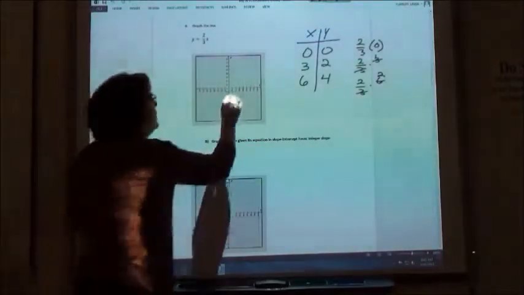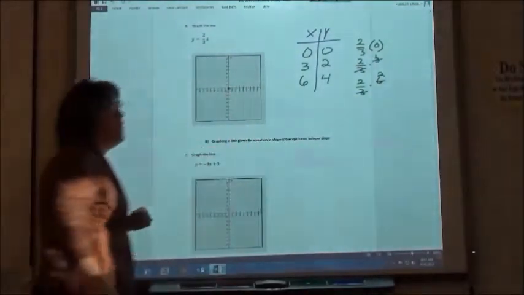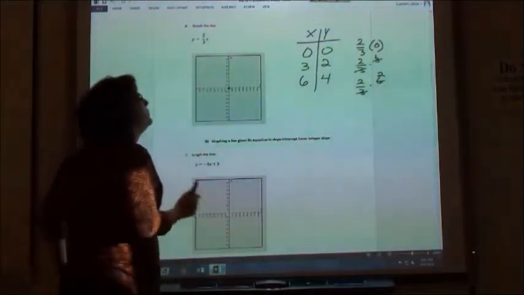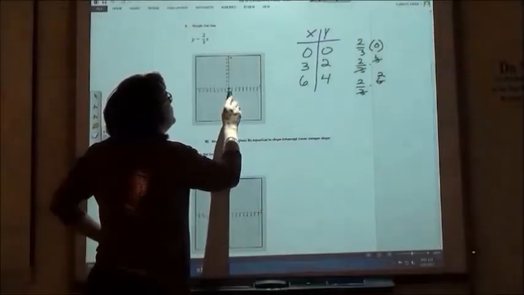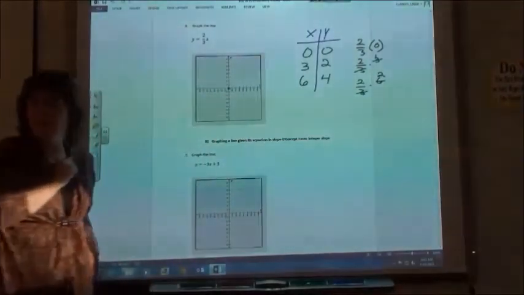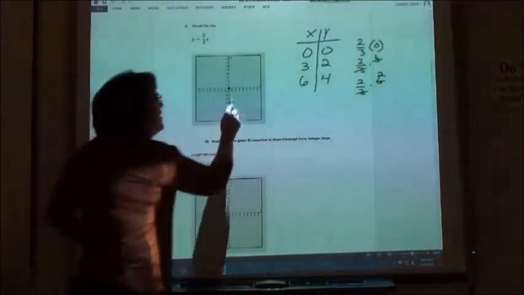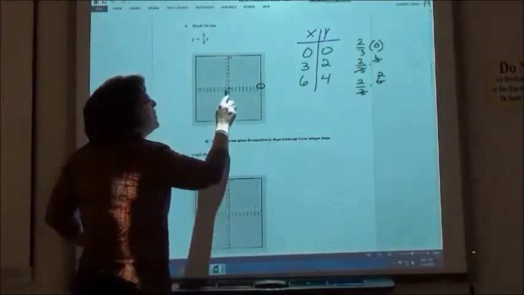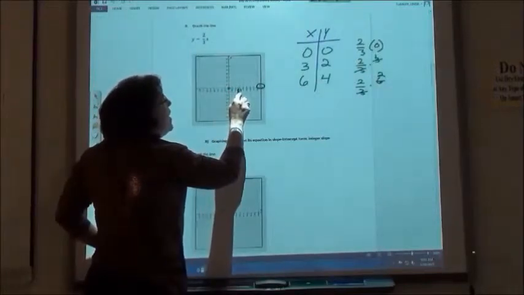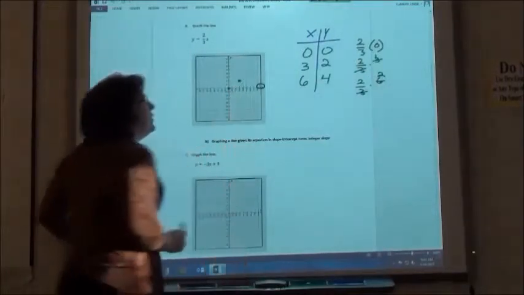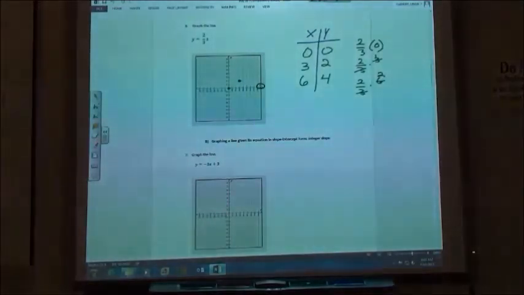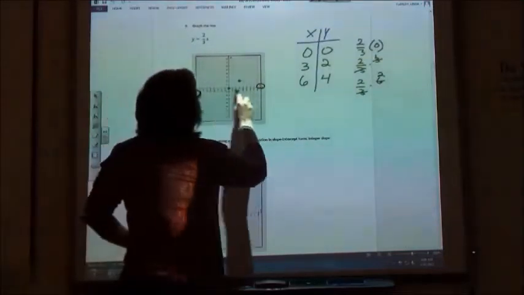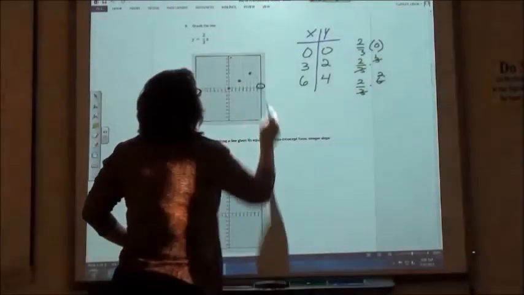0, 0, right in the middle. 3, 2. How do I plot 3, 2? Which way do I go first? To the right. 3 to the right. That's my x direction, right? My x is left or right. So I go 3 to the right and up 2. So where would 6, 4 be? You go 6 over and 4 up, exactly.